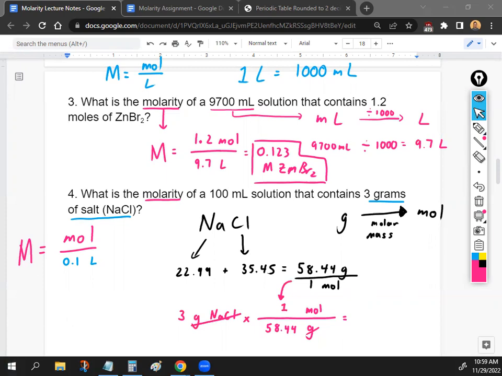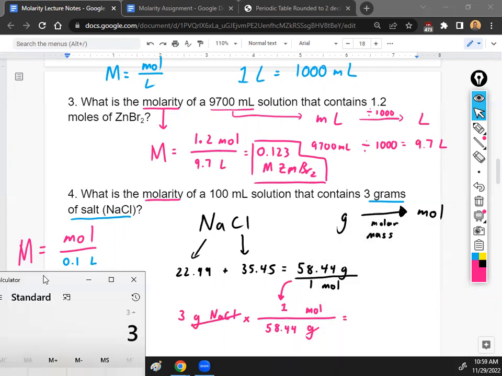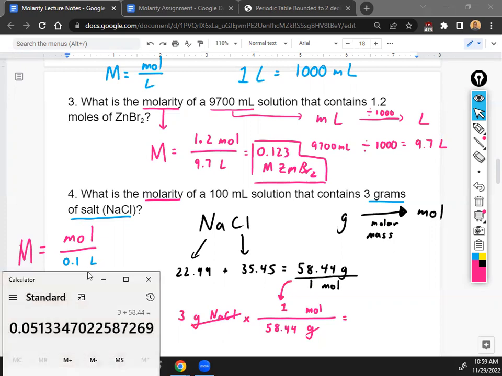Okay, so for the math, remember top divided by bottom. So all we're going to do is take our starting number, which is 3, divided by 58.44. And that will give us an answer of 0.05 when rounded. 0.05 moles. And we can finally put that into the top of the fraction. 0.05. Okay. So I know this is a lot of steps, but it's all stuff that we've already learned. And at the end of the day, we're just putting it back inside of this equation, okay?